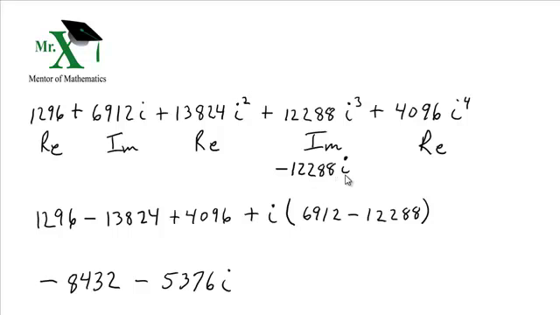So this business right here is the same as negative 12,288i. This is going to be just 4,096. And this is going to be a negative 13,824 because the 13,824 is times a negative 1. I've put all our reals together here, and i times the imaginary coefficients here, and this is what we get: negative 8,432 minus 5,376i. You could write the i in front of the 5,376 if you prefer. Either way is just fine.